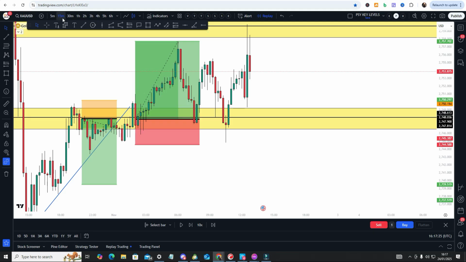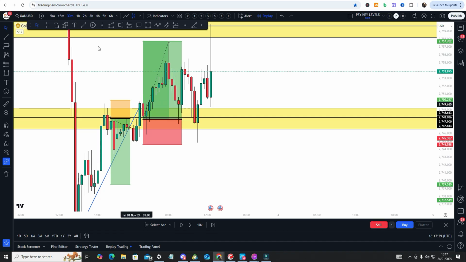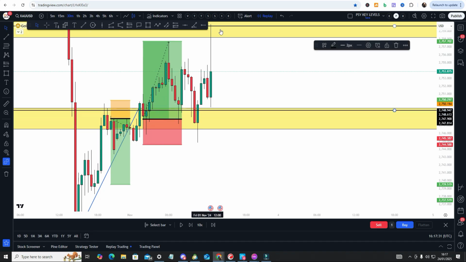Bullish candle breakout, okay, bullish candle breakout. I mean, you can see this beautiful, oh, let me bring that back.